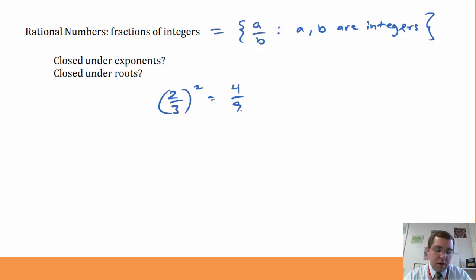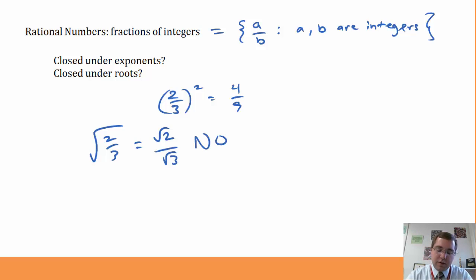Okay? Is it closed under roots, which is the opposite operation of powers, of exponents? So the opposite operation of squaring something is to take the square root. Are the rational numbers closed under taking square roots? If I take 2/3 and I take the square root of 2/3, do I get a rational number? I would get the square root of 2 over the square root of 3. But I don't know the square root of 2 or the square root of 3. They're decimals that never end and never repeat, so I cannot write them as fractions. So no, this is not closed under roots. It is closed under taking exponents, but it's not closed under taking roots. And I don't like that.